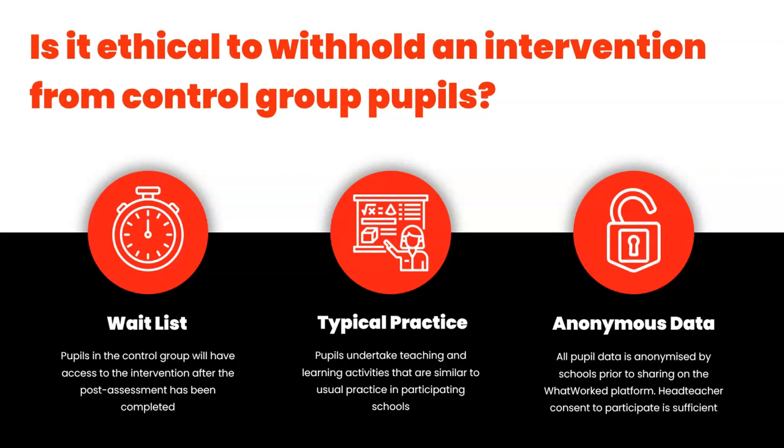And finally, it's anonymized data. So all the pupil data is anonymized by the schools prior to sharing on the WhatWorked platform. So head teacher consent is sufficient for running these trials within your school. And one thing that we do like just to stress is, if you don't know an intervention will work, then is it ethical to actually implement the intervention without knowing? So what we're doing with WhatWorked is to allow teachers to actually test something before they roll it out wider in the school to more pupils, to make sure it has the positive impact that you would expect.